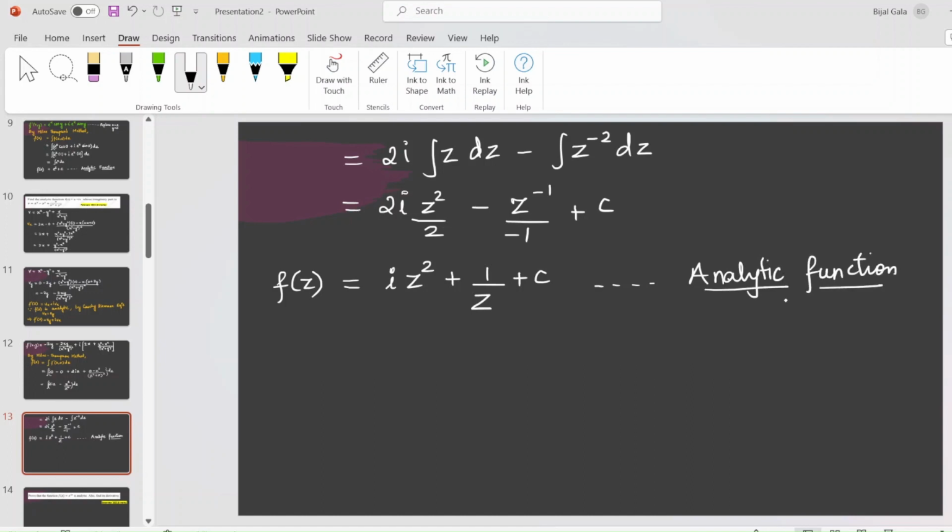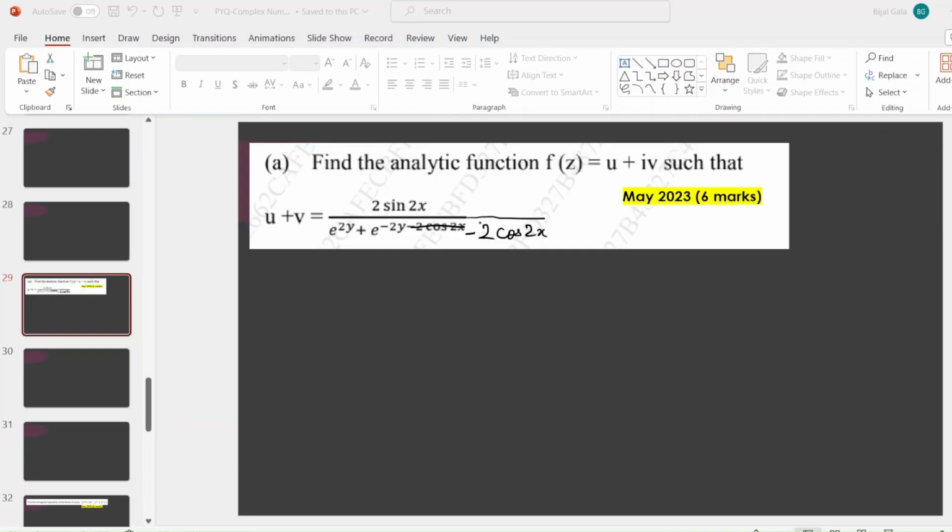Now this was an 8 marks question. So yes, you could see that the calculations were a bit lengthy. There was the u by v rule and things like that. So this is the second category of questions, where either u is given or v is given. We will now look into the third question in the same category.